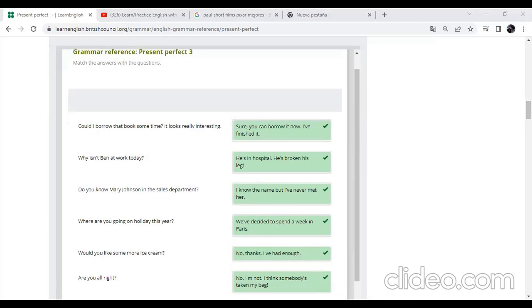Now, have been and have gone. We use have or has been when someone has gone to a place and returned. So it talks about a place and return, okay? And the other one is for someone who has not returned, and we use has gone or have gone, okay?